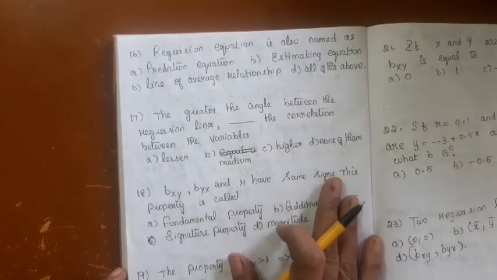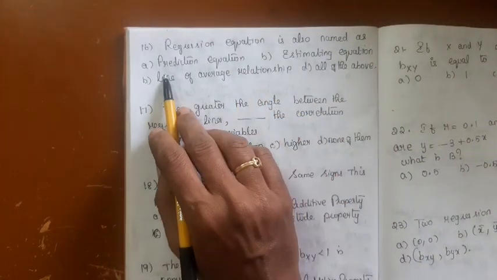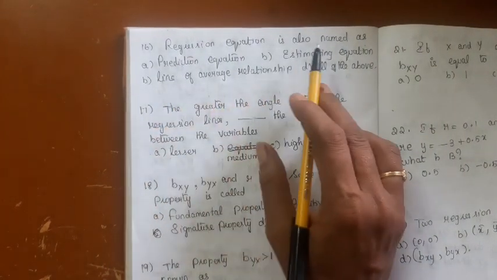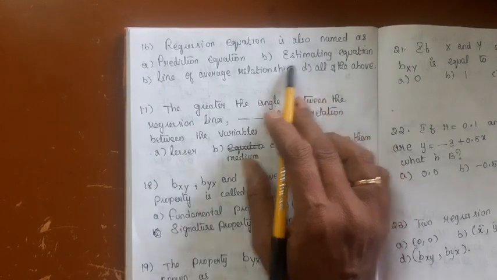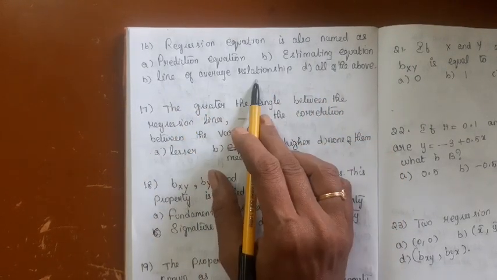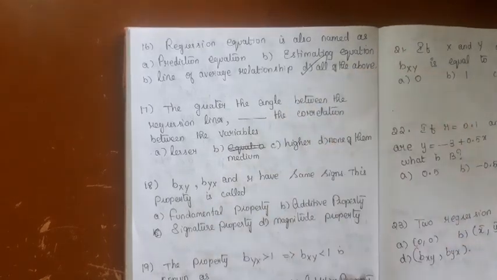Regression equation is also named as prediction equation. Yes. Estimating equation? Yes. Line of average relationship? Yes. So, all of the above.